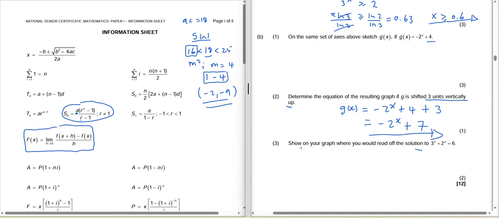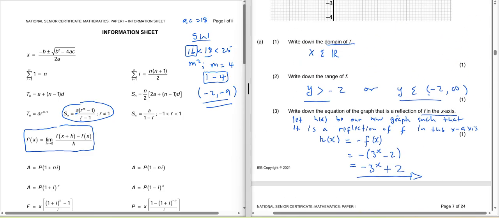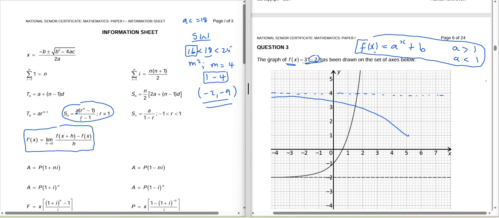They're saying show on your graph where you would read off the solution of 3 to the power of x minus 2 equals 6. Now here I can see that I have a minus 2 to the power of x. Cool. Now let me check the original graph that I had. So the original graph that I had, it had 3 to the power of x minus 2. So let me just clean it up so that you can see it clearly. It had 3 to the power of x minus 2. So that was f of x.